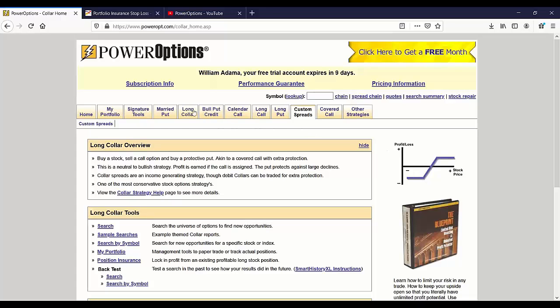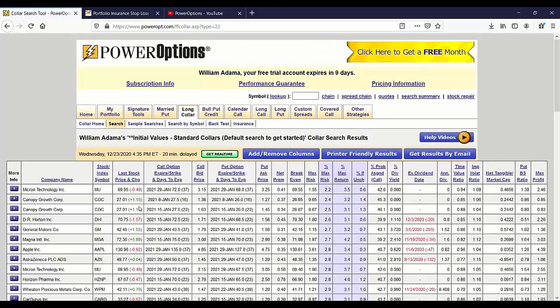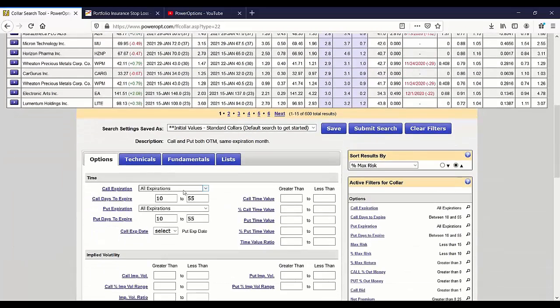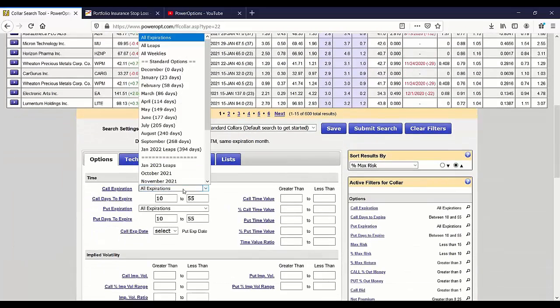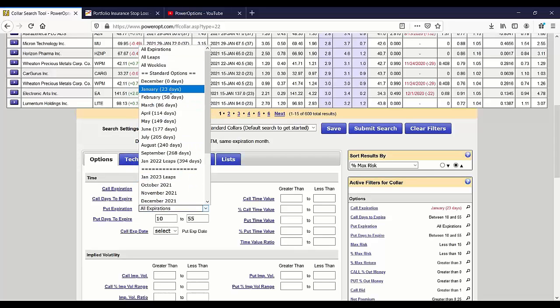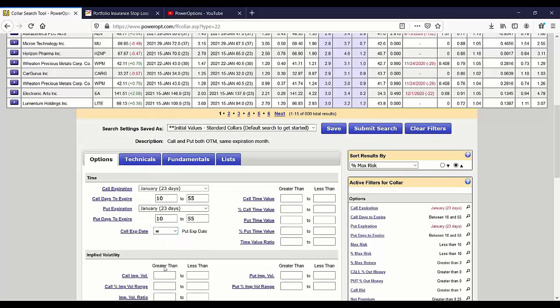So what would a long collar structure look like? Let's just go ahead and go to our search. And it'll probably come up with our default initial value screen, but we might make some changes to that as we saw before based on our current goals. This one is not too bad. I'm going to change this. We're going to go straight, Mike, to the standard January expiration, 23 days out in time. Excuse me. We're going to keep our call and put with the same expiration date. That's the true collar, true standard collar.